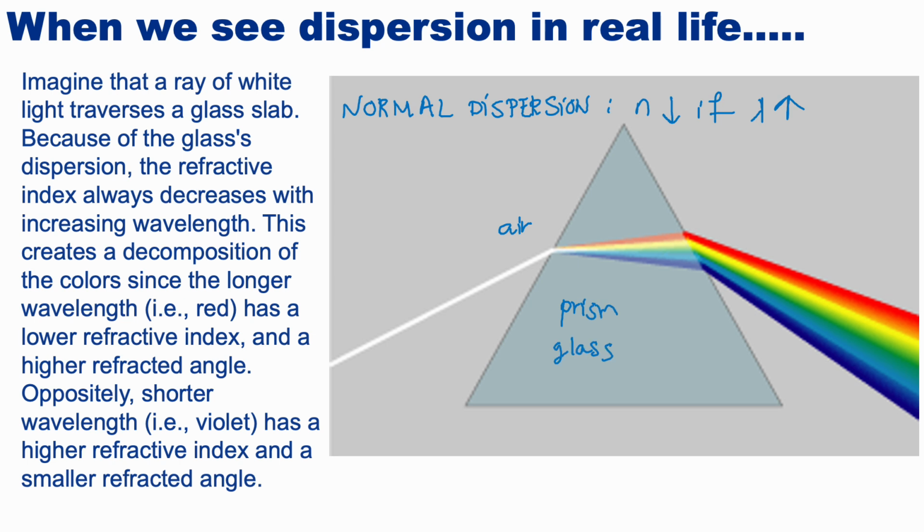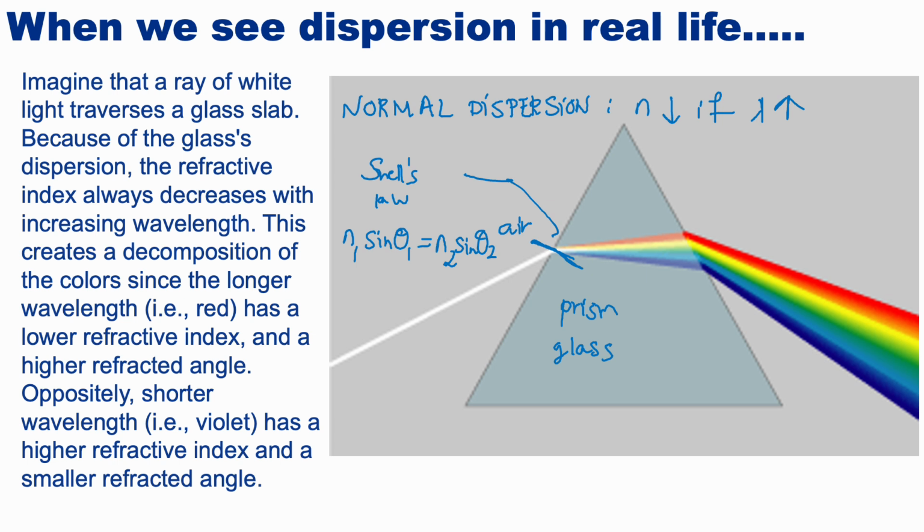And here, at this particular surface, we need to satisfy Snell's law, right? So it's telling us that the refractive index of the air, times the sine of the incident angle, needs to be equal to the refractive index of the glass, times the sine of the refracted angle, right?